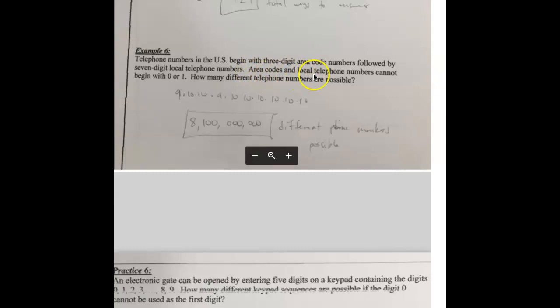It says area codes and local telephone numbers cannot begin with 0 or 1. That means when you begin the area code, it can't be 0 or 1. It can be the first number, it can be 2, 3, 4, 5, 6, 7, 8, 9. There's 8 numbers that can be the beginning of an area code. Also, the local phone number itself, again, can't start with a 0 or 1. So 2, 3, 4, 5, 6, 7, 8, 9.